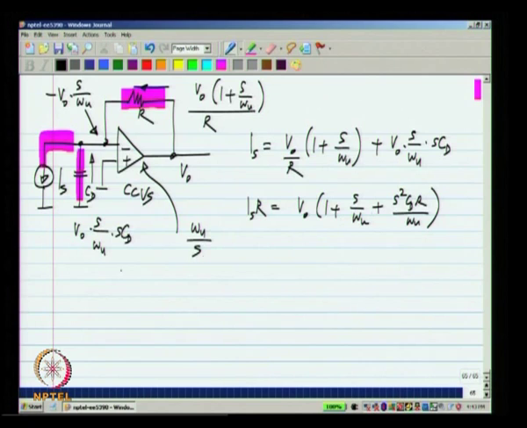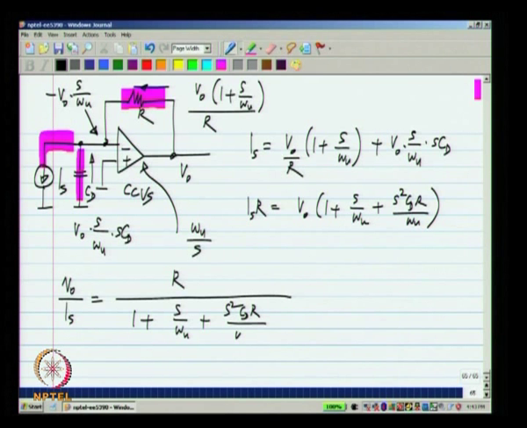So, now the transfer function V naught by IS turns out to be R, which is the DC gain or the DC transimpedance of this, divided by 1 plus s by omega u plus s squared CD R by omega u.